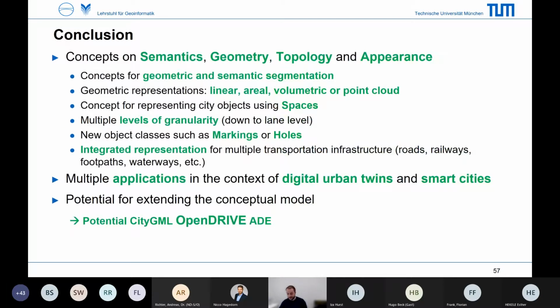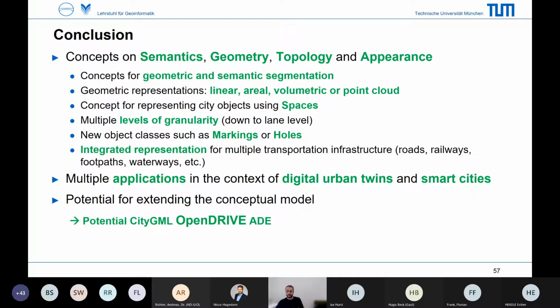So this was rather a lot to tell you in this short amount of time, but coming to the conclusion, there are, as I hope to show you, several semantic, geometric, and topologic concepts, as well as ways to visualize the data. There are concepts for the geometric and semantic segmentation. It is possible to have different geometries to represent these objects.